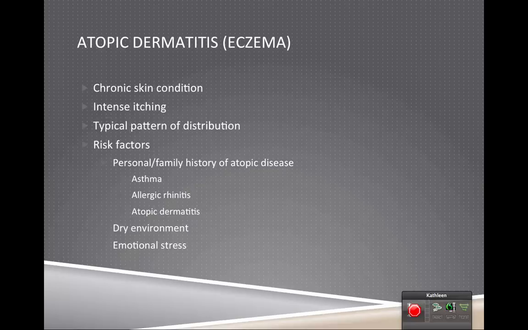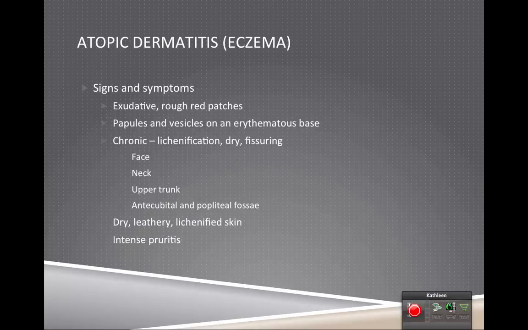Typical pattern of distribution is the flexors, the front and sides of neck, face, eyelid, forehead, wrists, dorsal feet, hands, and it can be generalized. The risk factors for someone with eczema are a personal history or family history of atopic disease. And atopic disease consists of asthma, allergic rhinitis, and atopic dermatitis. Those patients who live in a dry environment are at risk, and also emotional stress is a big risk factor for eczema.